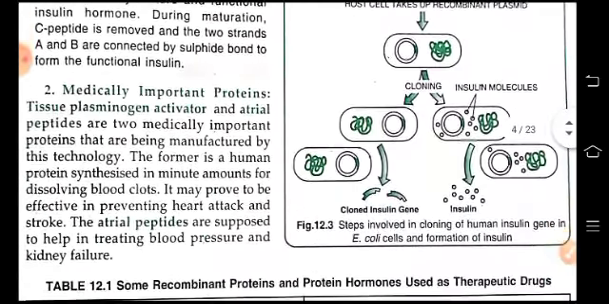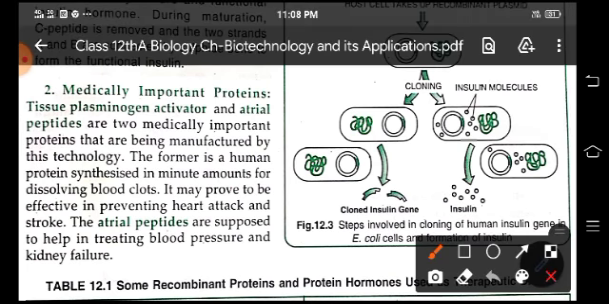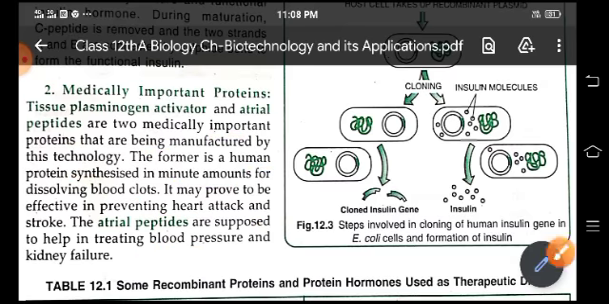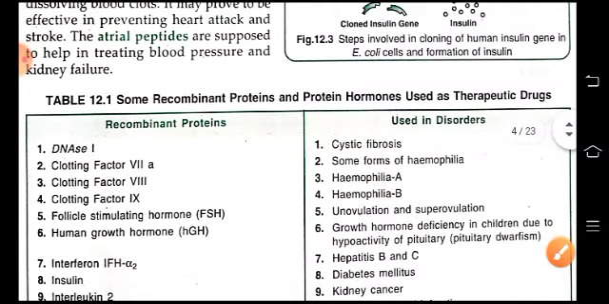Now, medically important proteins: tissue plasminogen activator and atrial peptides. There are two medically important proteins that are manufactured by this technology. The former is a human protein which is synthesized in minute amounts for dissolving blood clots, and it is more effective in preventing heart attack and stroke. The atrial peptides are supposed to help in treating blood pressure and kidney failure. Now here are some recombinant proteins or protein hormones used for therapeutic uses.